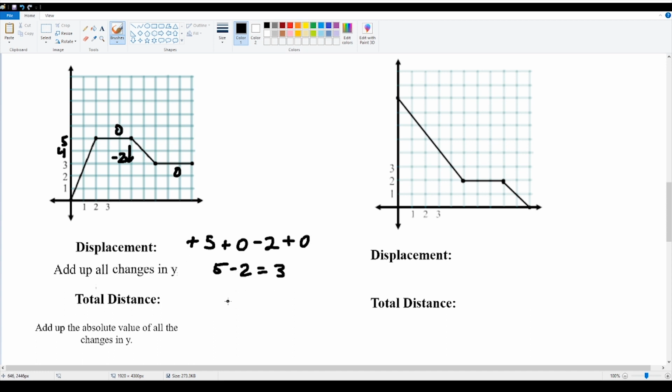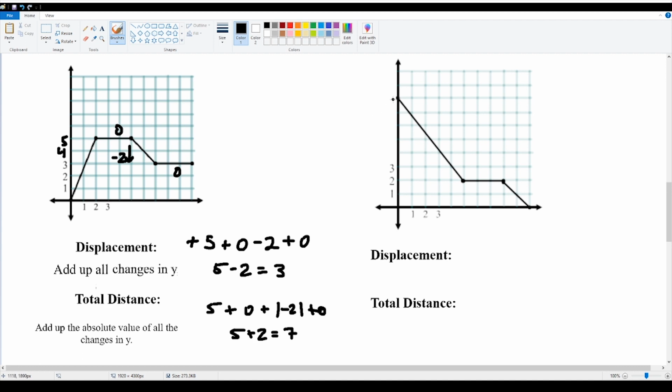If we were to take these same numbers, but turn our negative 2 into an absolute value, we would end up adding our 2 instead of subtracting it, meaning that we actually had a total distance on this graph traveled of 7 units.